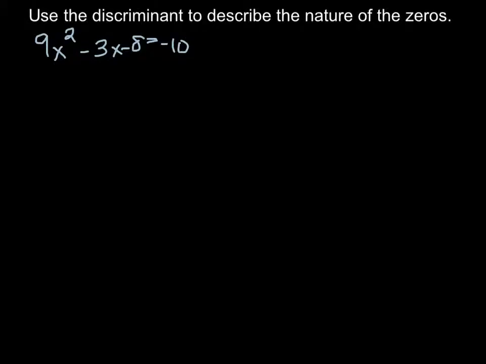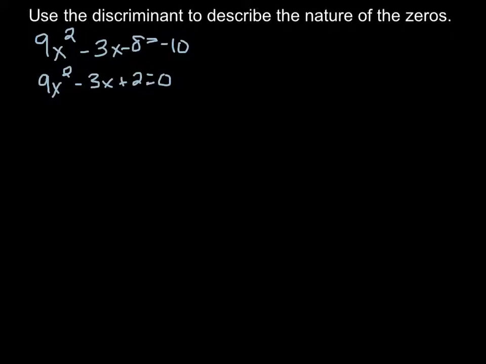Alright, we were given this equation. We want to describe the nature of the zeros using this discriminant. So first, we're going to want to set this equation equal to 0. So first I'm going to add 10 to both sides. And now we can use our discriminant to describe the zeros.